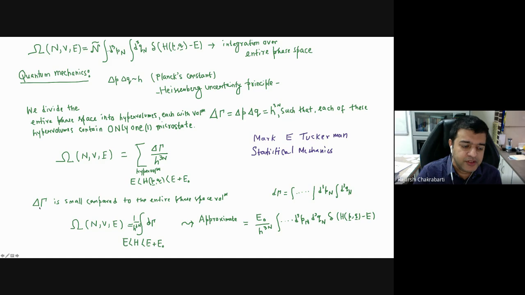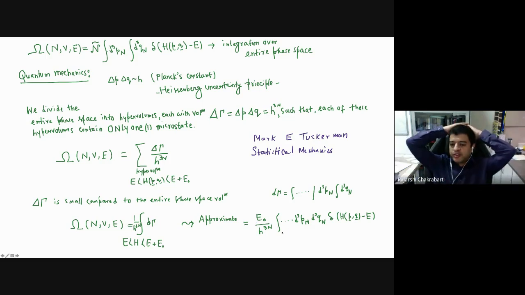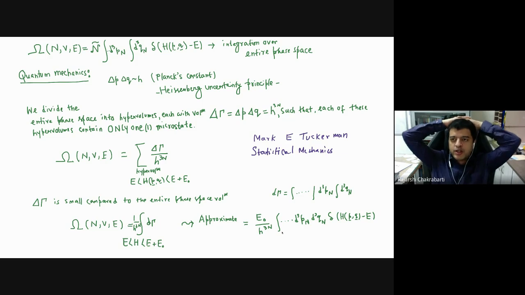Of course, this delta tau is very small compared to the entire phase volume. As a result, this sum can be approximated as an integral, and this 1 over h to the 3n will come out. This is a 6n dimensional integral, which you can write as the integral over the hypersurface of 6n minus 1 dimension, times the thickness of that hypersurface, which is E naught. You put in the delta function, because the delta function gives you the hypersurface, times the thickness, and you integrate over all possible values of position and momentum. This gives you a prescription to calculate omega, the number of accessible microstates with energy E.